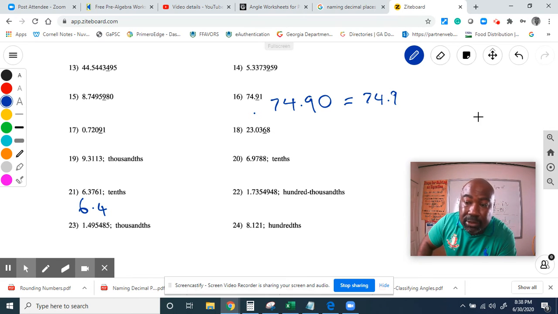Now let's go to 24, and this will probably be the last one. You guys should download it and practice. The more opportunity that you get to practice, the better you get at this.